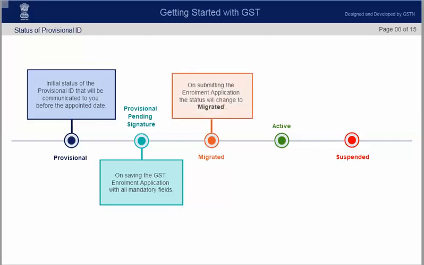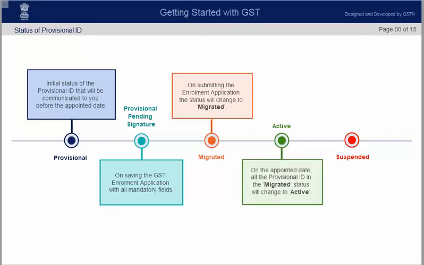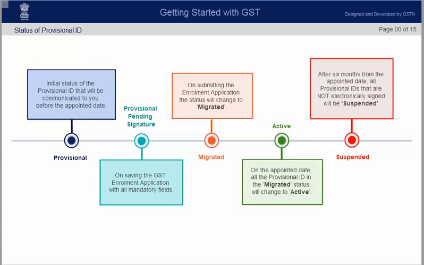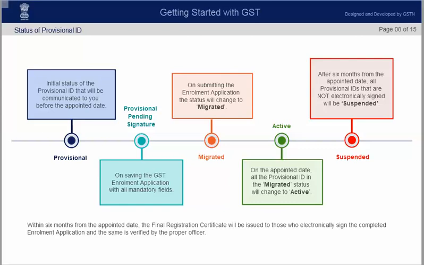On submitting the enrollment application with electronic signature, the status will change to migrated. On the appointed date, all the provisional IDs in the migrated status will change to active. After 6 months from the appointed date, all provisional IDs that are not electronically signed will be suspended. Within 6 months from the appointed date, the final registration certificate will be issued to those who electronically sign the completed enrollment application, and the same is verified by the proper officer.